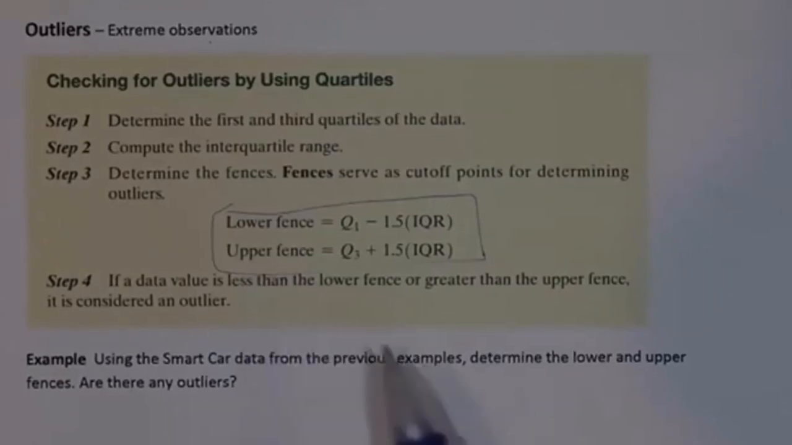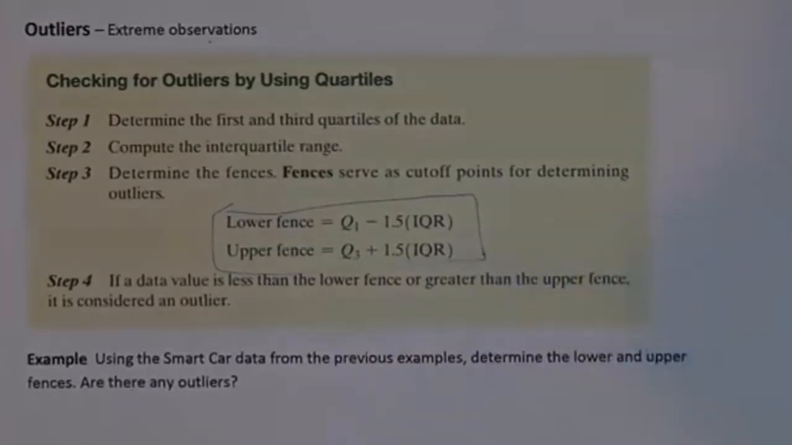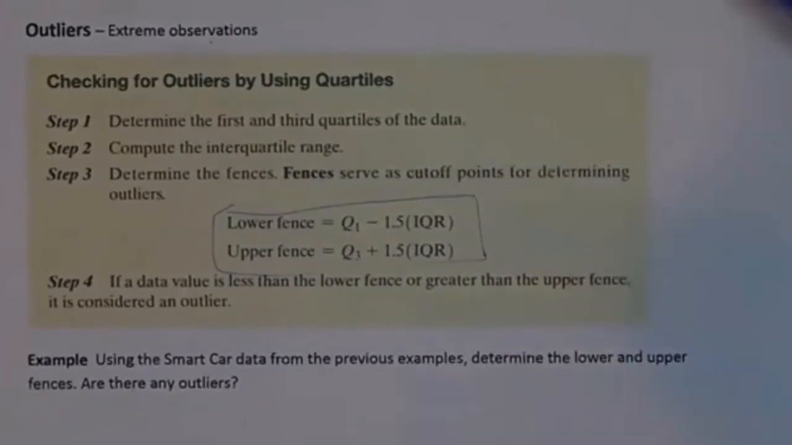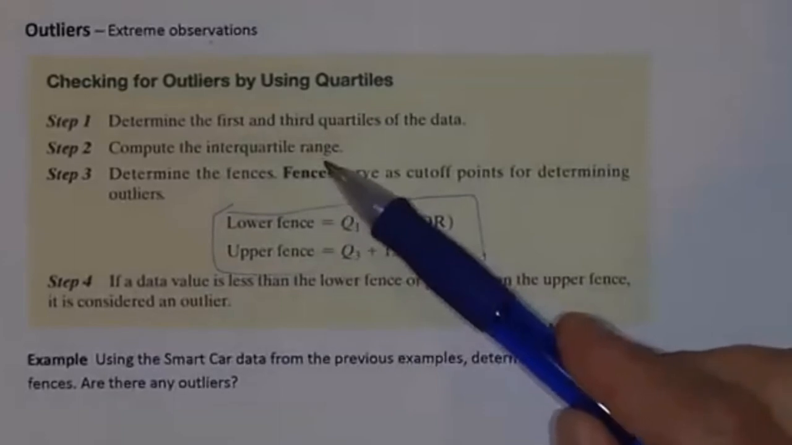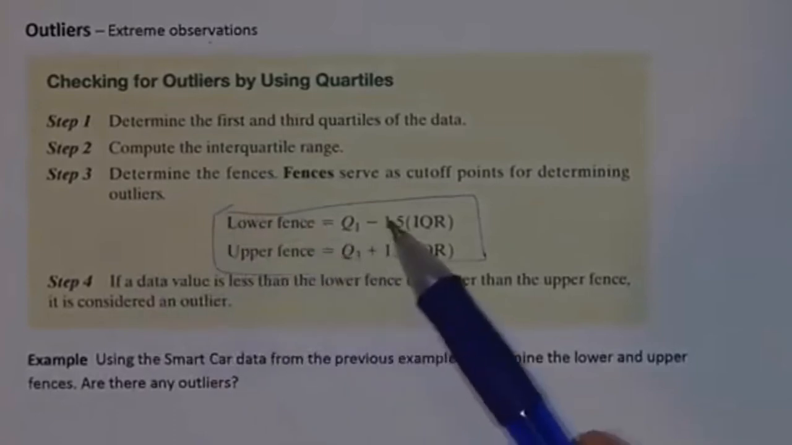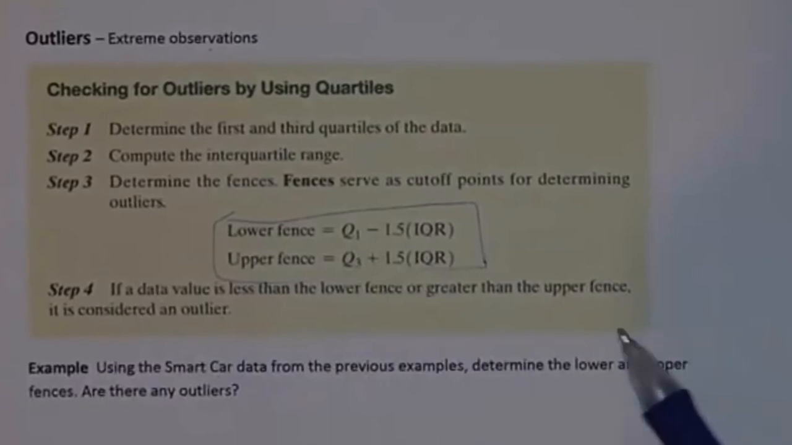In the same way, we're going to calculate an upper fence. To find the upper fence, we take the third quartile and add 1.5 times the interquartile range. So any data value above the upper fence is an outlier. These give us boundaries for what's an outlier versus what's not. So we're going to find the first and third quartiles, which we've already done in the previous step. We're going to find the interquartile range, which we've already done in the previous example. And we're going to determine the fences. So we'll have to calculate the fences. If a data value is less than the lower fence or greater than the upper fence, it's an outlier.